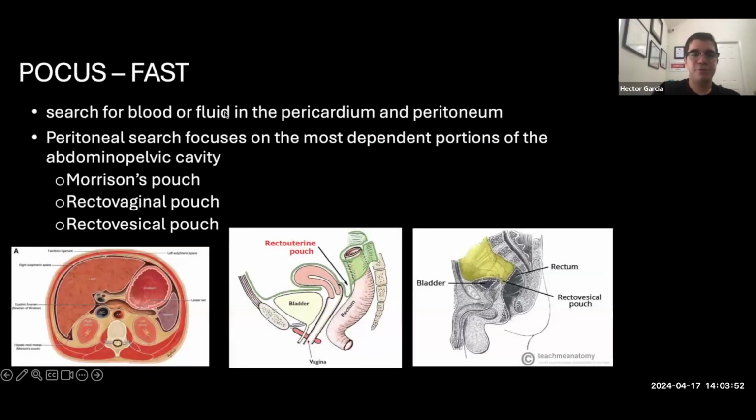Other uses of ultrasound is to detect blood or fluid in the peritoneum. Usually when someone is in a trauma and there is blood in the abdomen, the most common regions are the dependent portions, like the Morison pouch, which is the one I'm showing right here in the left image. Then the rectouterine pouch, the most dependent place of the abdomen in females, and then the rectovesical pouch in men.